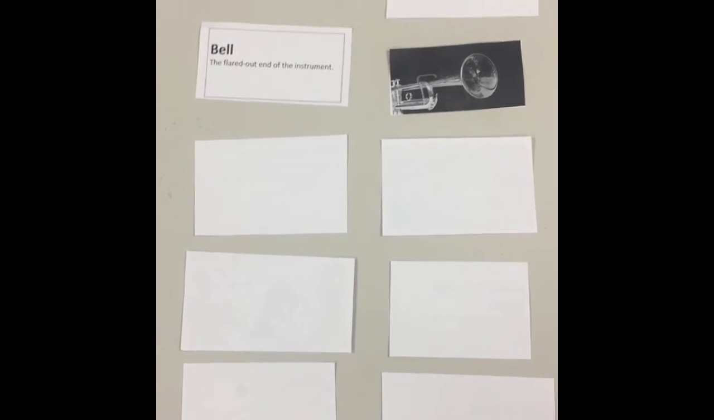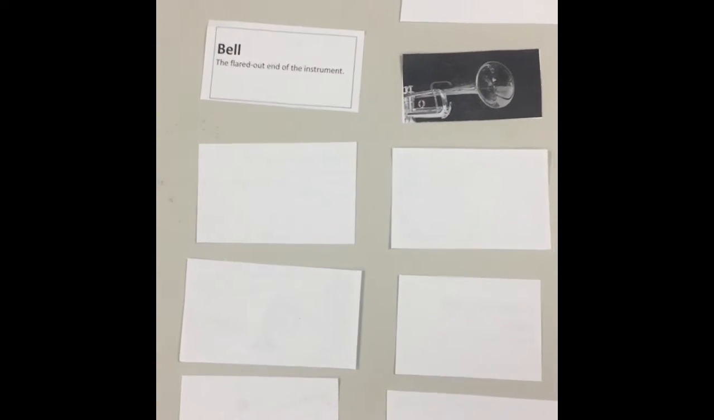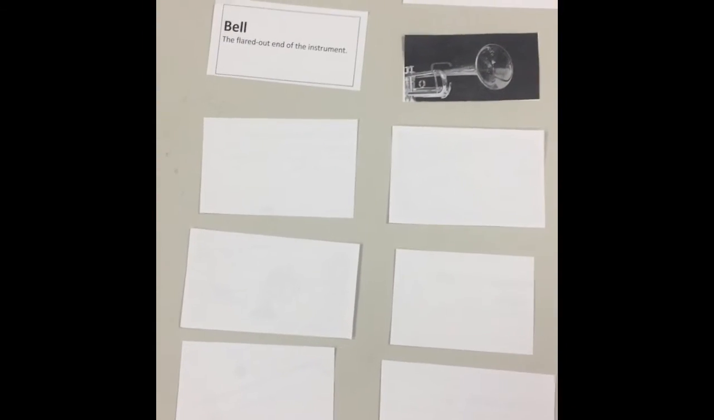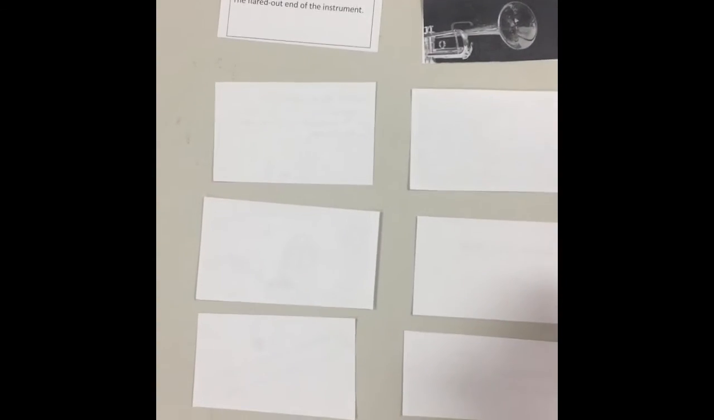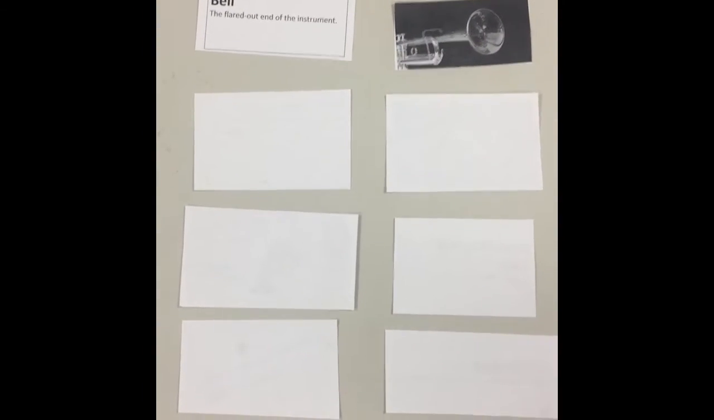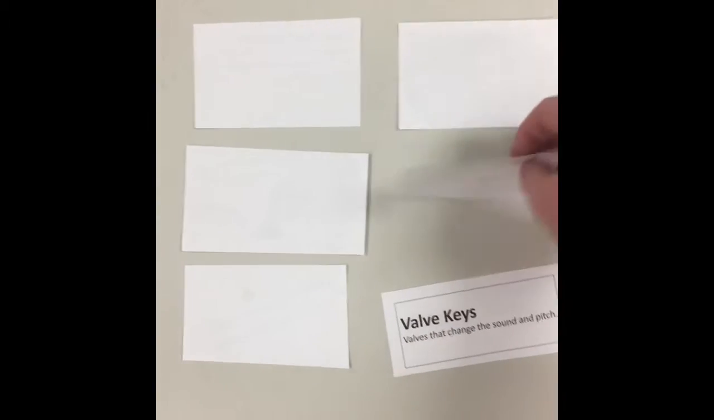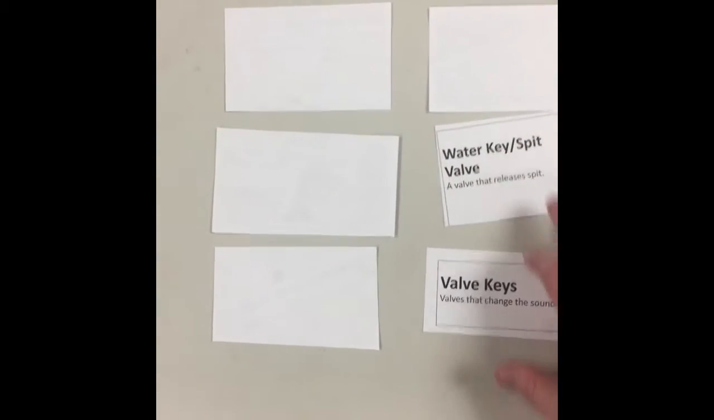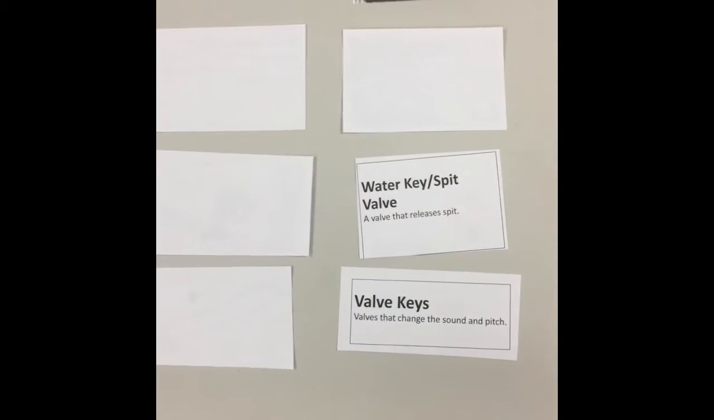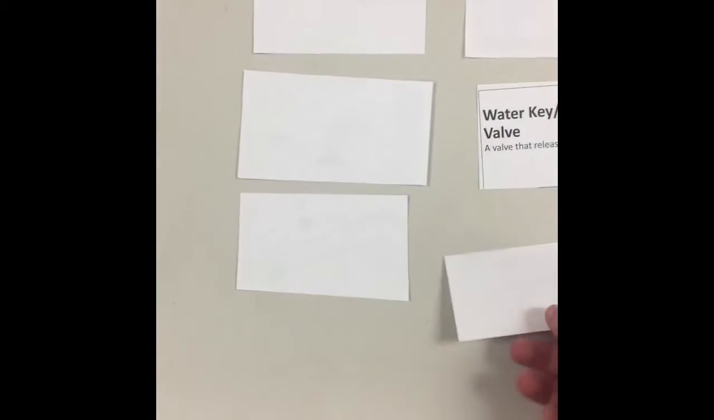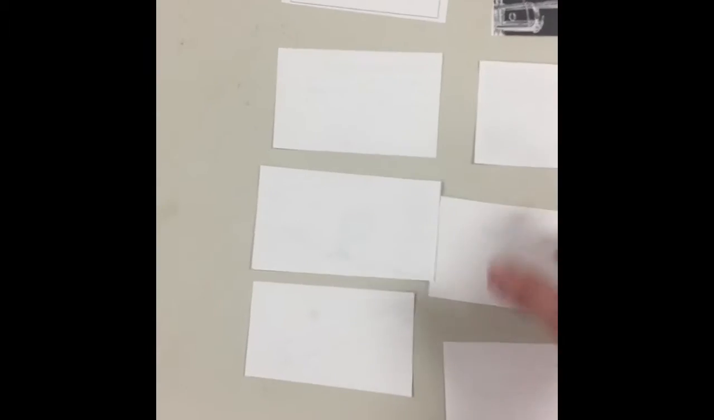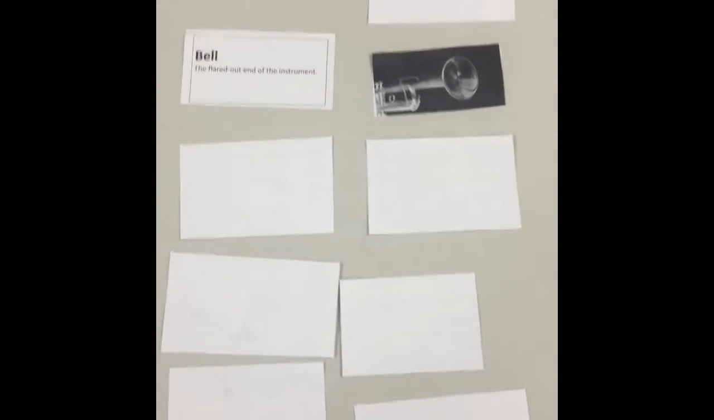So this first one that I turned over, the term is a bell, and the definition is a flared out end of an instrument. I turned over the end of a trumpet, and that is correct. It is a picture of the bell. Furthermore, they can keep turning over different cards and try to match them. Obviously, these two will not work because they are both definitions. So this is how I will approach my vocabulary strategies with my students.